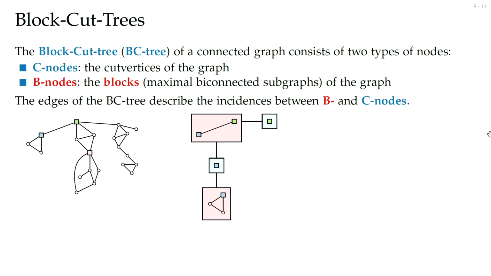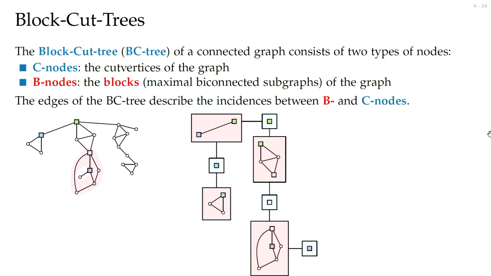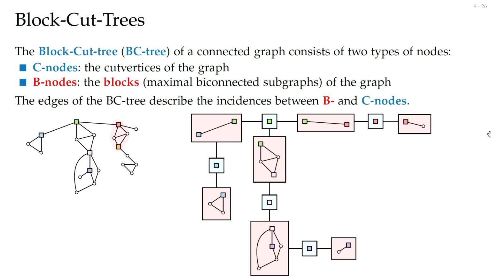And now we do the same. We walk through the whole graph. We find another cut vertex. There's a block between them. So we put it here. We find another cut vertex here. This one's a bit special because here the block looks like this. There's a hole in it. That can also happen. So we have another cut vertex. And here we have another component that's just one edge. And that way we get the whole block cut tree.